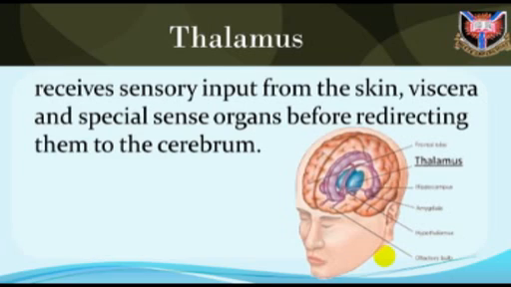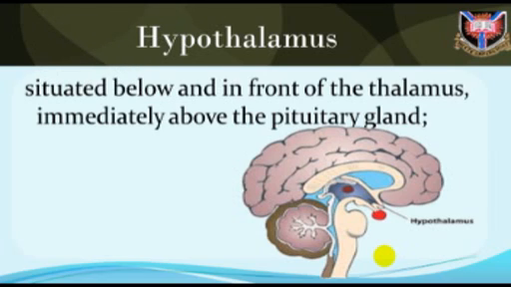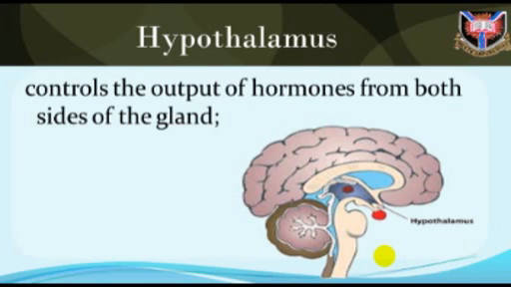It receives sensory input from the skin, visceral, and special sense organs before redirecting them to the cerebrum. 3. Hypothalamus. It is situated below and in front of the thalamus, immediately above the pituitary gland. Being linked to the posterior pituitary gland, the hypothalamus controls the output of hormones from both sides of the gland.